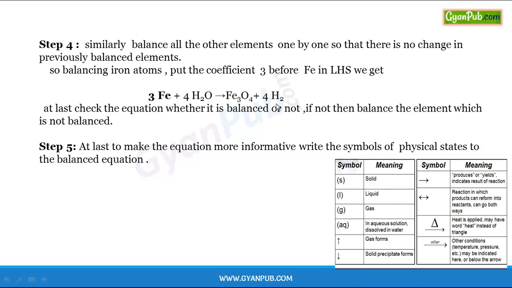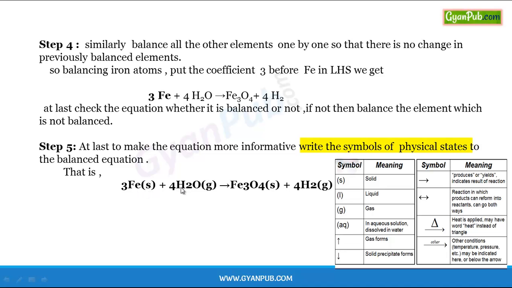So writing the equation with the symbols, we have 3Fe, that is, iron is in solid state, so we used S here. Iron in solid state reacts with water which is in gaseous state. So 3Fe in brackets S plus 4H2O, which is in gaseous state, so we put G, on reaction gives rise to ferric oxide, which is a solid again, so we put S in brackets, and 4H2, 4 times hydrogen gas, so for gas we put the gas symbol G again.